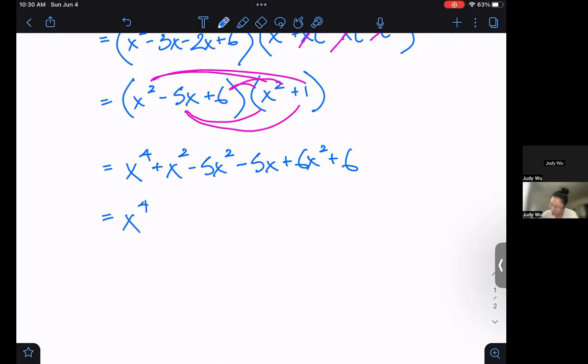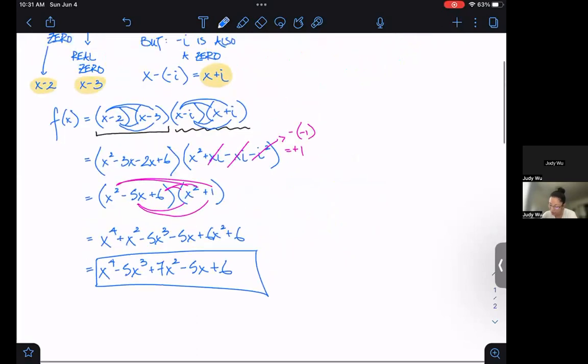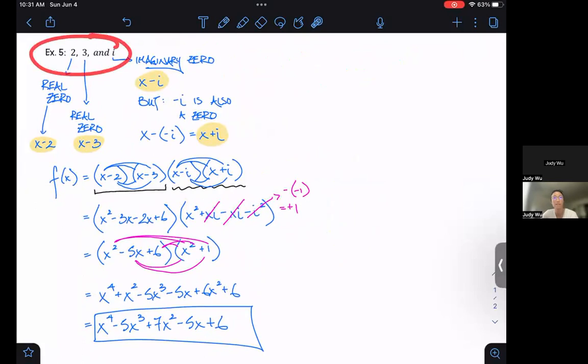So x to the 4. And let's see. Oh, I think I made a mistake here. This should be 5x cubed. All right. So minus 5x cubed. All right. Any x squareds? Well, I have an x squared and a 6x squared. So that's plus 7x squared. Then I have my negative 5x and my plus 6. Negative 5x plus 6. And this, my friends, is our polynomial with real coefficients that also has these zeros.